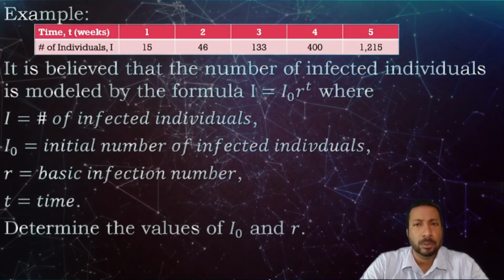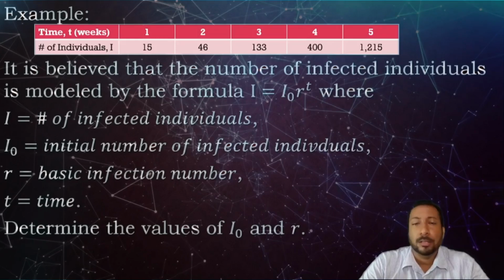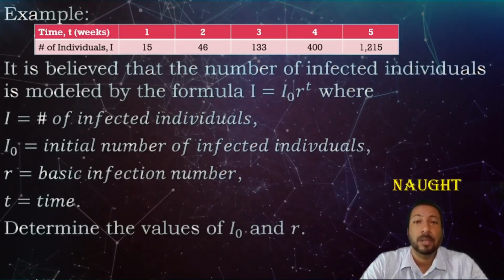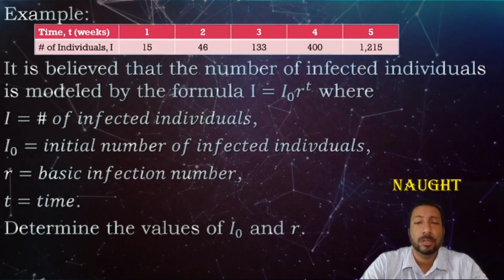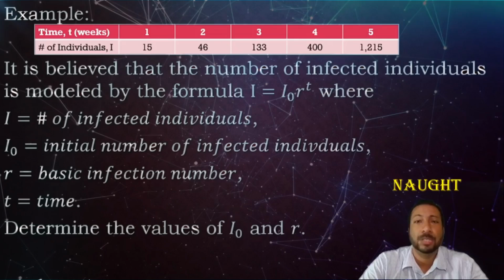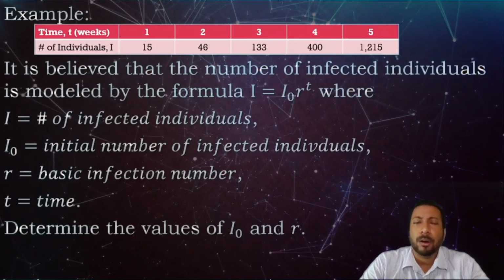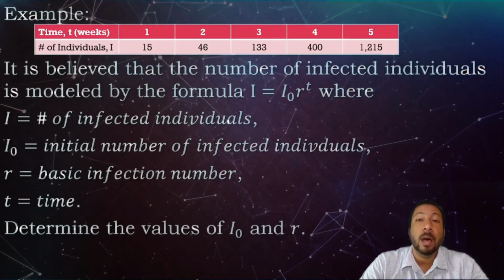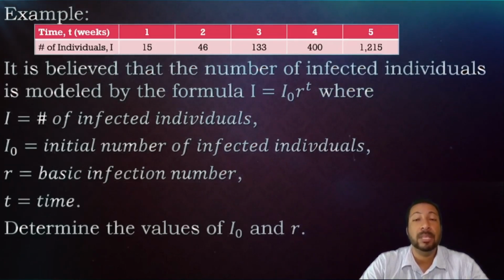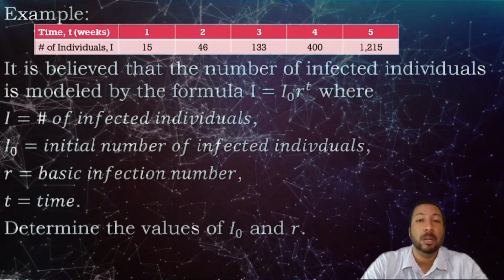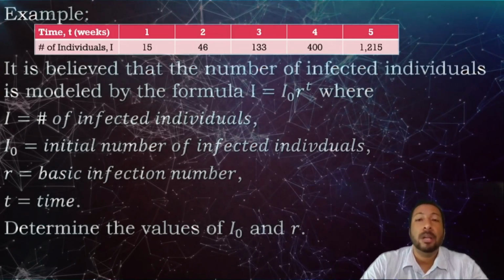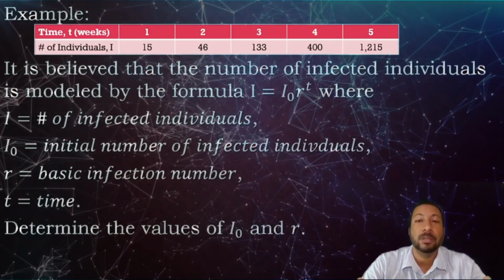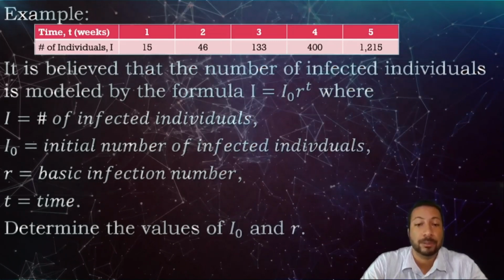Just a couple of notes here. I naught is the old-fashioned way of saying I sub 0. Naught is the old English word that means 0. N-A-U-G-H-T. R, our basic infection number. That is the amount of persons that are expected to be infected by one individual who is already infected. Or in other words, how many people are likely to be contaminated by one person already contaminated with this virus.